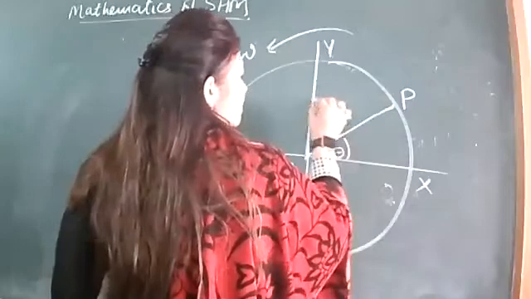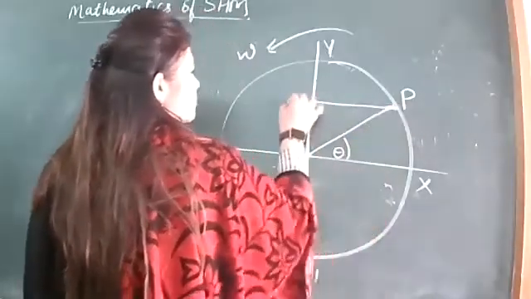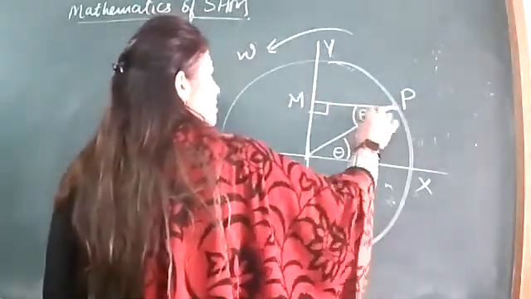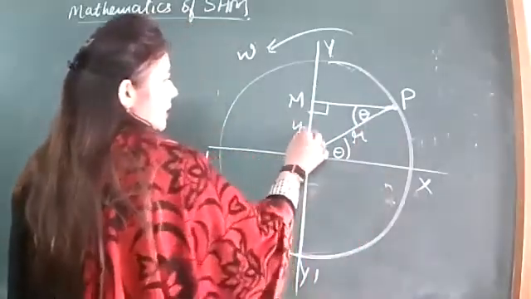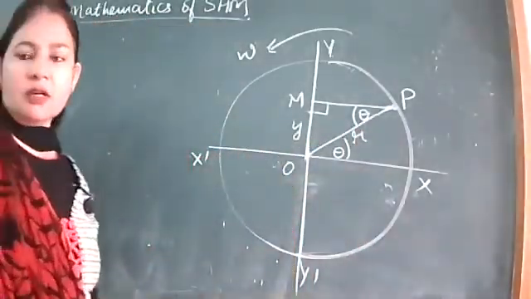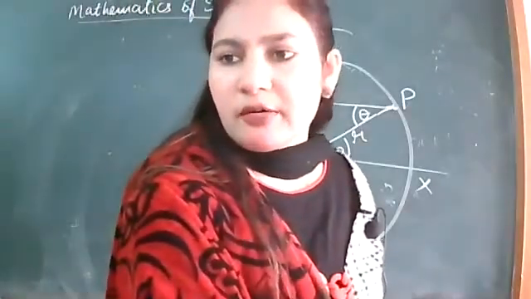This is theta. This foot of perpendicular called projection is M. This is also theta. This is R. This is Y. Okay, so these were all the particulars. All right.